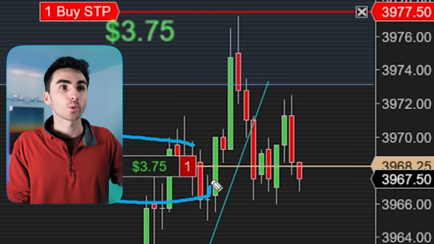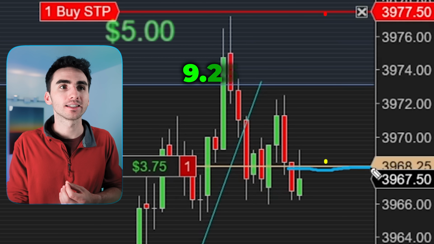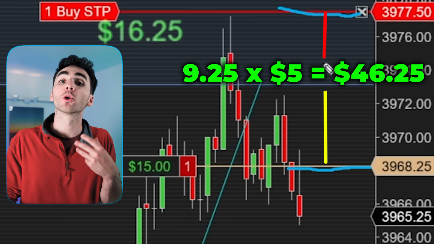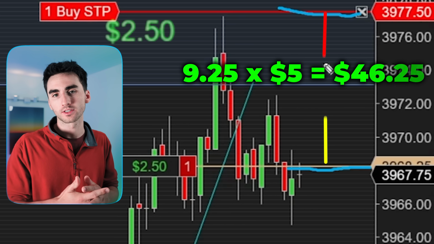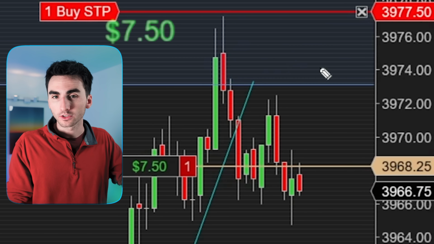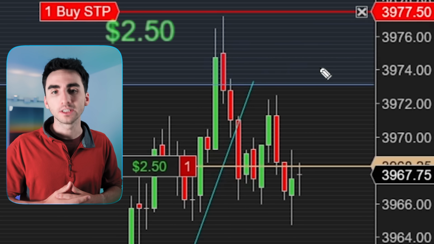And so here I traded 1 micro futures contract. And so the risk here, if you just take the difference between these two and multiply it by 5, the risk is about $43. And so I'm risking about $40 on this trade. So it's not a super massive trade, but for a small account, it's a good sized trade.